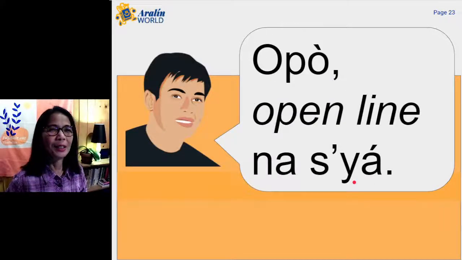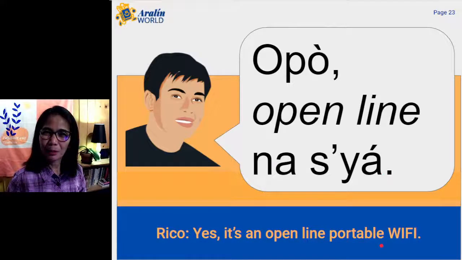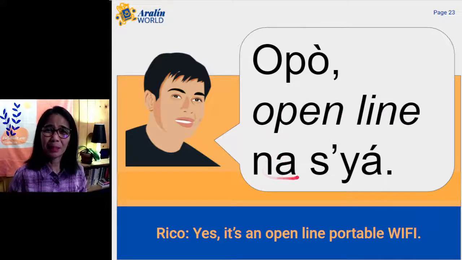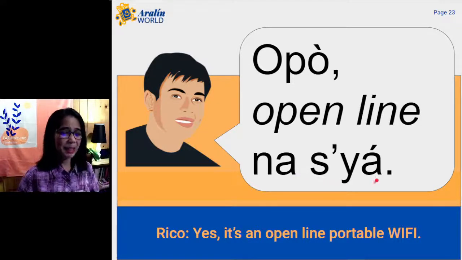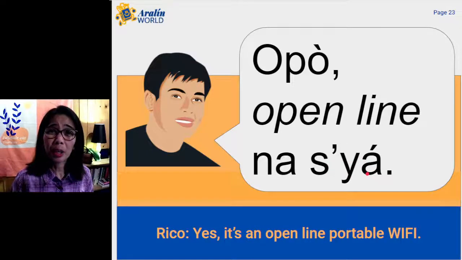And yes, what was the reply? This is Mars. Opo, open line na siya. How do you say that in English? Yes, it's an open line portable Wi-Fi. Okay, so of course opo means yes, and then open line is the phrase. And then na also with aspect of time, which means now or this time. And then of course siya is a pronoun in Tagalog.